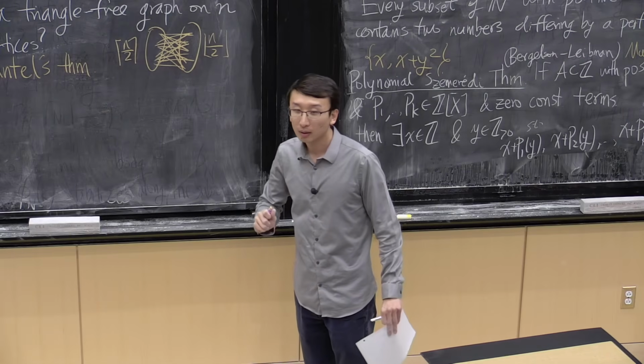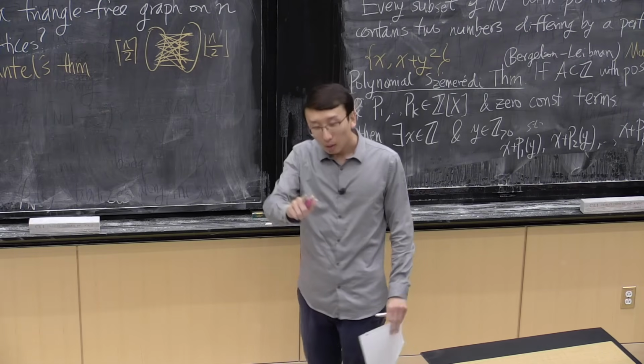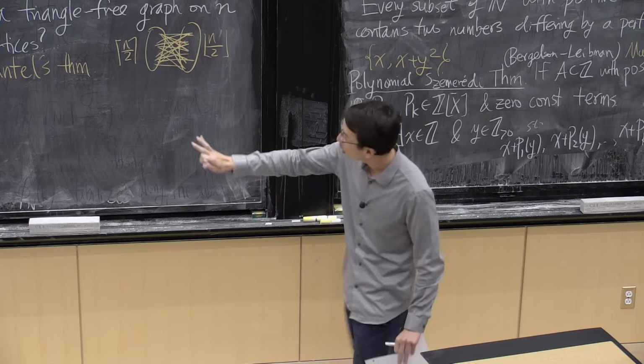What are the asymptotics for three-term arithmetic progression avoiding subsets of S? Let me get to that in a second. Okay, so I'll talk about asymptotics in a second.